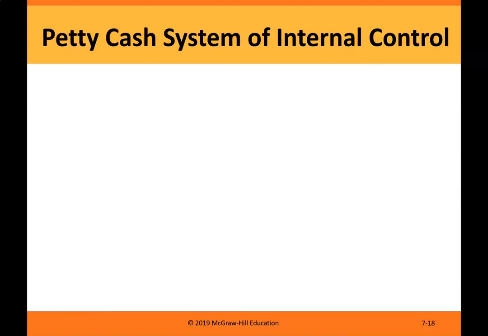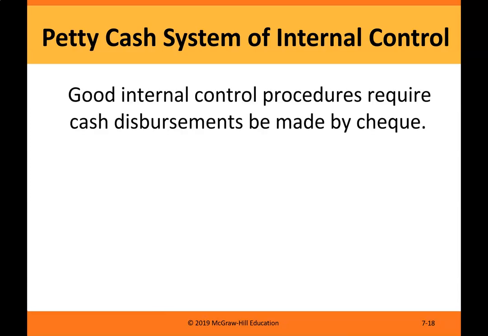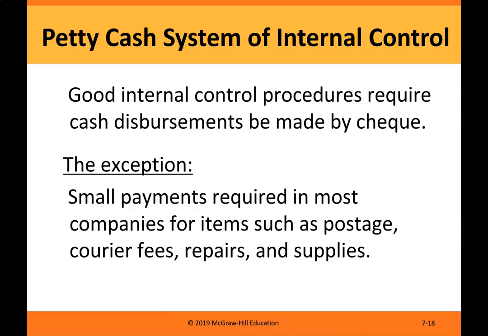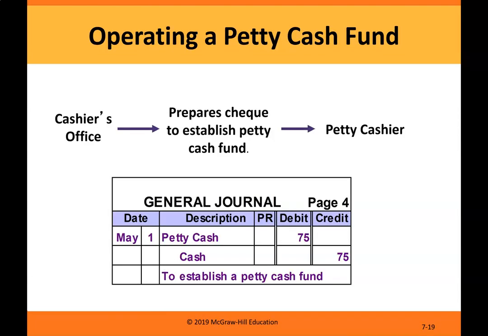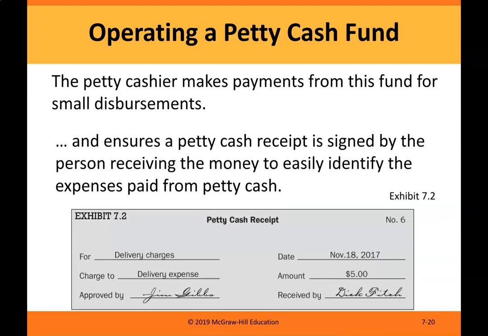Petty cash system of internal control. Good internal control procedures require cash disbursements be made by check. The exception is small payments required in most companies for items such as postage, courier fees, repairs, and supplies. Operating a petty cash fund: the cashier's office prepares a check to establish the petty cash fund for the petty cashier. Journal entry. May 1st, debit petty cash, 75, credit cash, 75, to establish a petty cash fund.